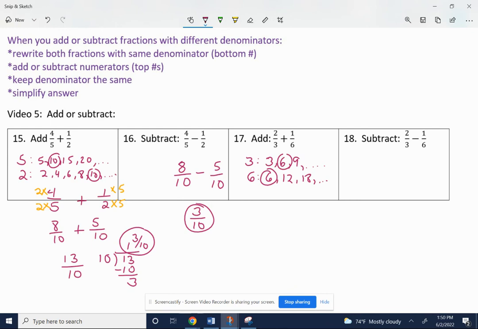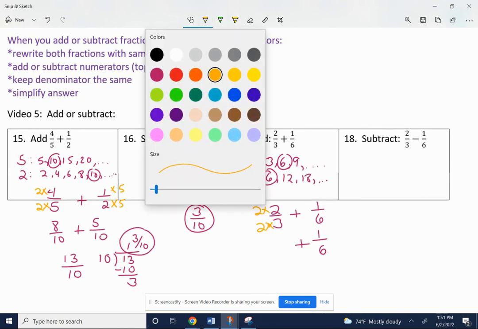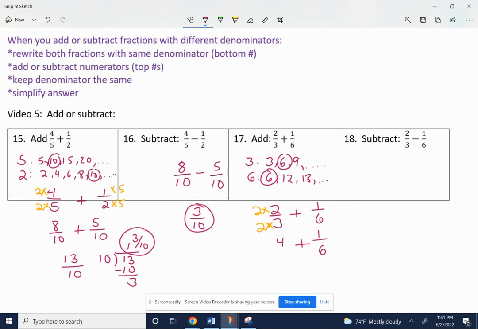Let's use 6. So 2/3 plus 1/6. The 1/6 is okay; I don't have to do anything to that. But for my 2/3, I'm going to have to multiply the denominator by 2 to get to that 6, so I need to take the top times 2. I'm going to end up with 4/6. So I have 4/6 plus 1/6. That's 5/6.